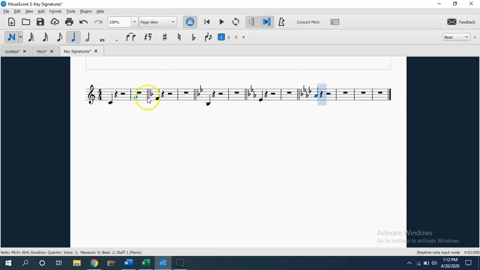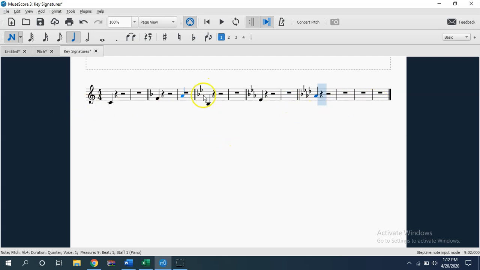Now, composers use key signatures for two reasons. One, it organizes the music in a really nice way, and two, it makes it easier to play and write. So instead of having to throw in flats and accidentals all the time, they can just write the key signature, and that tells us that every note that's B and every note that's E is going to be a B flat or an E flat.